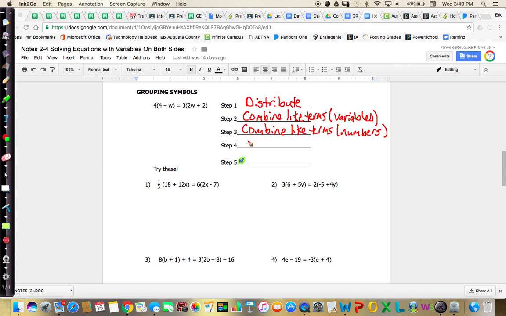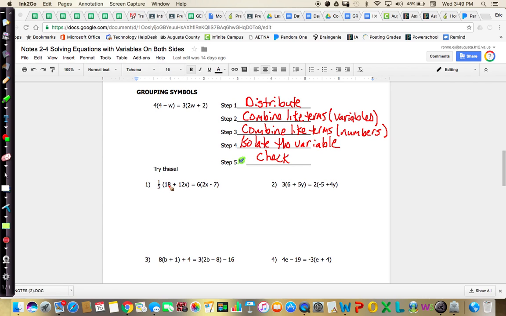Okay, step 4, we need to isolate the variable. And last step is to check. Okay, now we're going to look at example number 1. It says 1/3 parentheses 18 plus 12x equals 6 parentheses 2x minus 7.